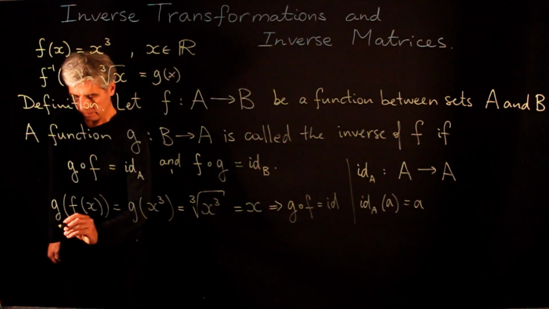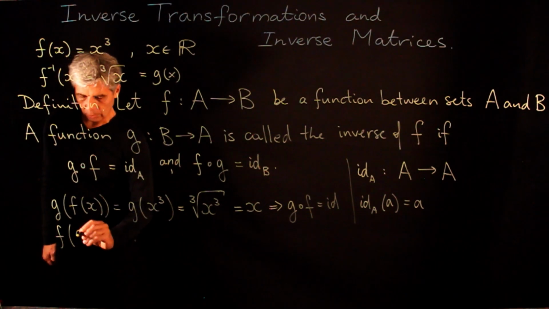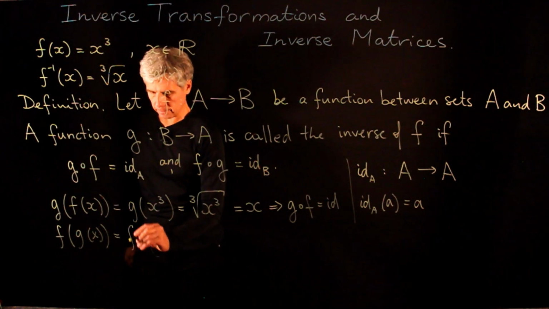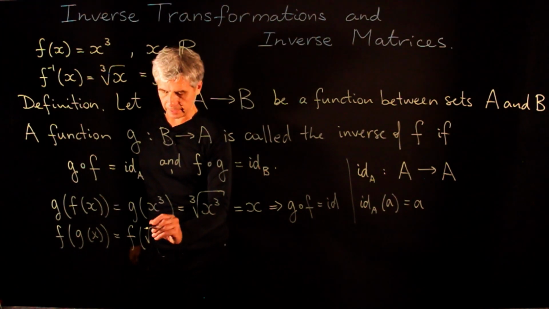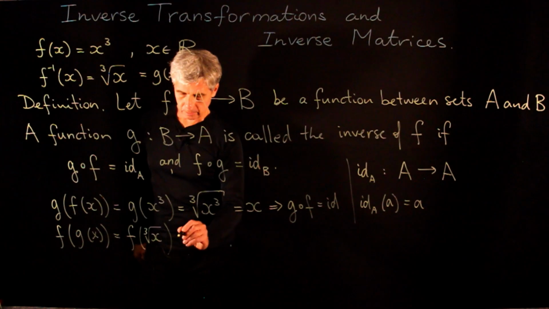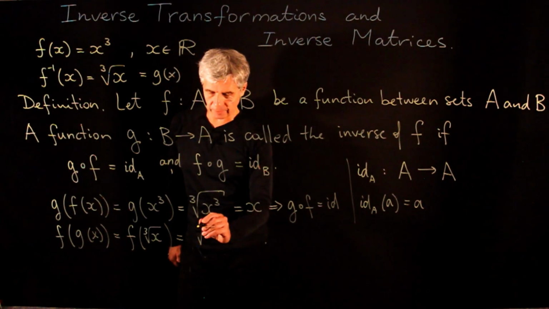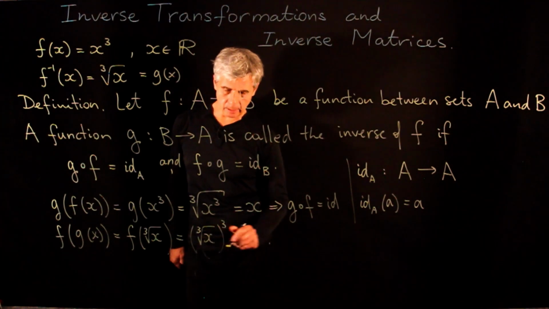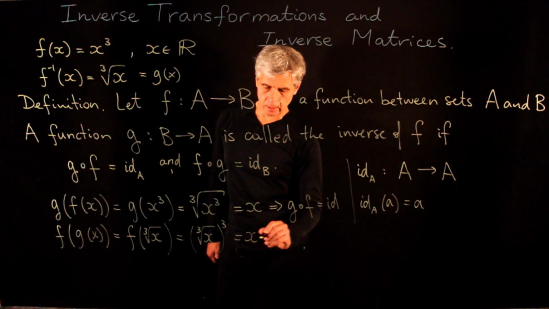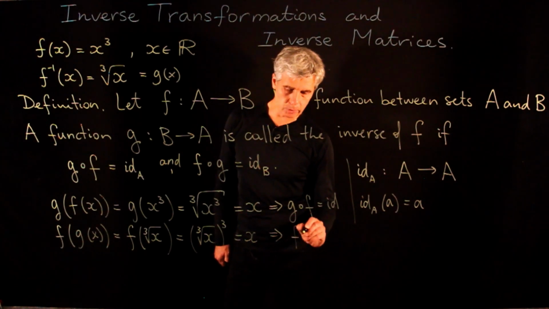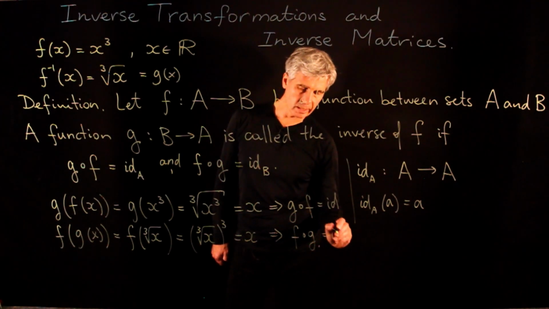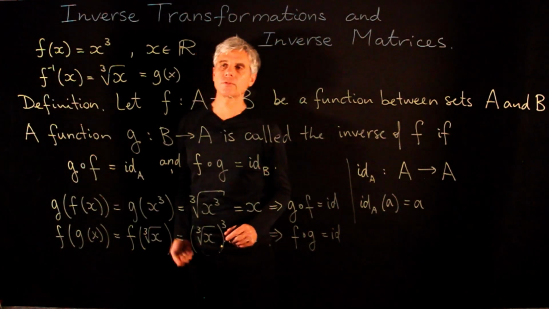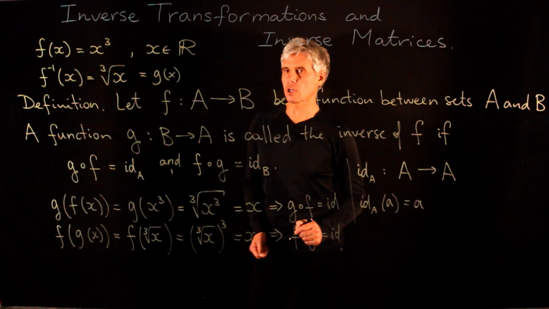And the f of g of x, so this is f of cube root of x. So this is cube root of x all cubed, and again we know that the result is x, so this tells us that f composed with g is also identity transformation. So according to this definition, these two functions are inverses of each other.